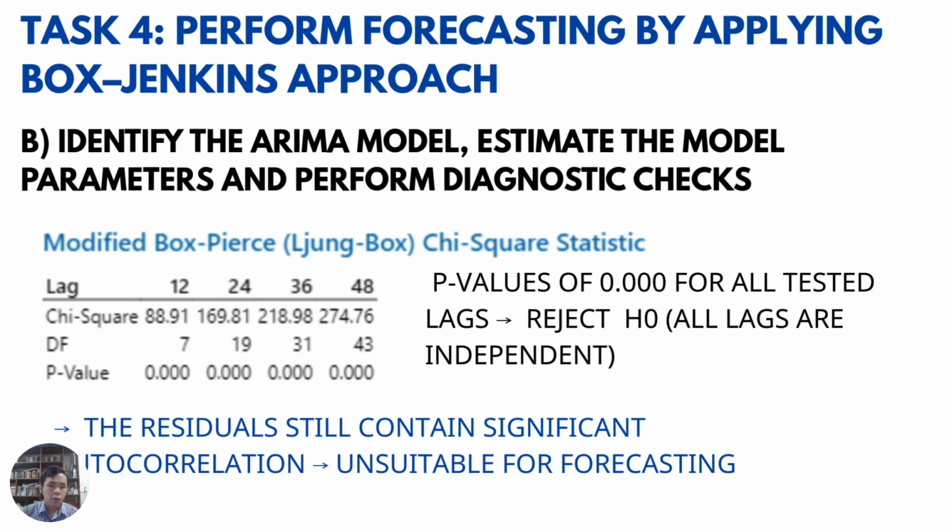To do the test, we will use the modified Box-Pierce chi-square statistic. We take the lags at the end of the annual data: lags 12, 24, 36, and 48. We can see that the p-values are 0, meaning we have to reject H0, which states that all the lags are independent. So the final conclusion is that the residuals still contain significant autocorrelation, which makes this ARIMA model unsuitable for forecasting.